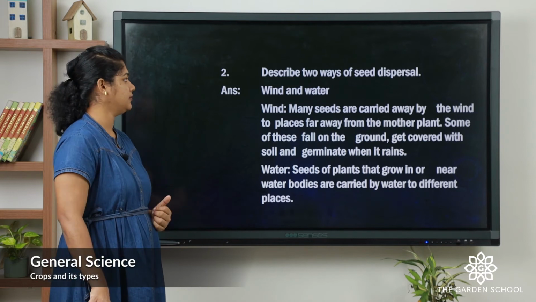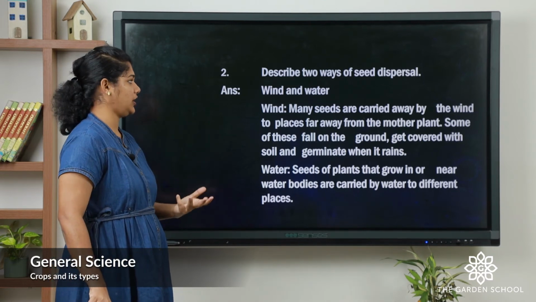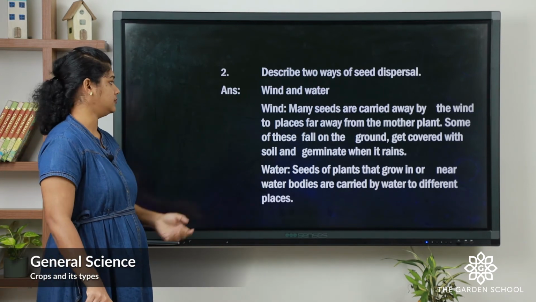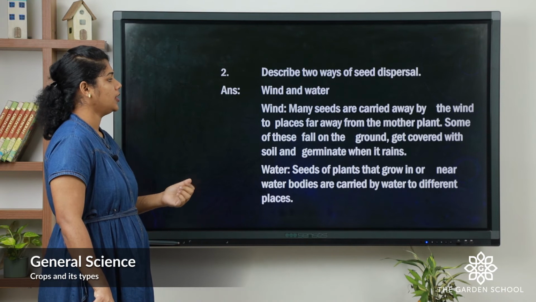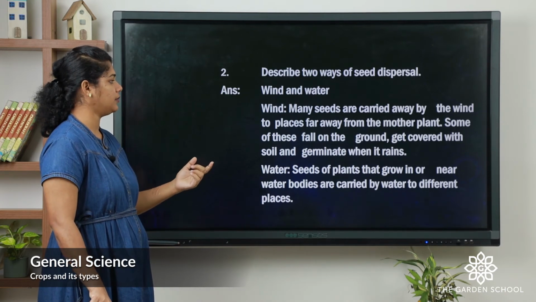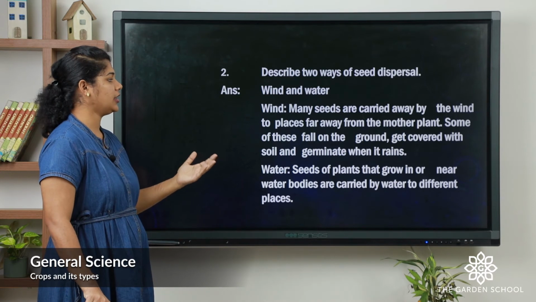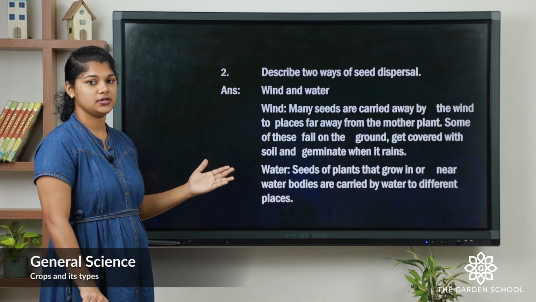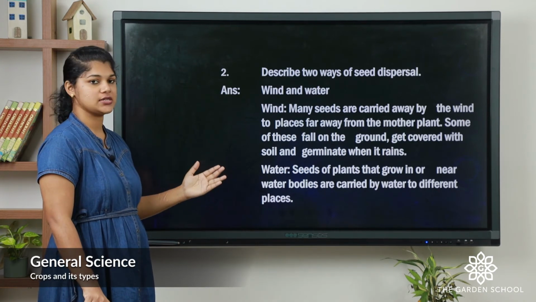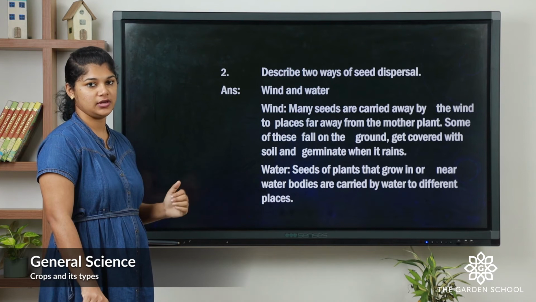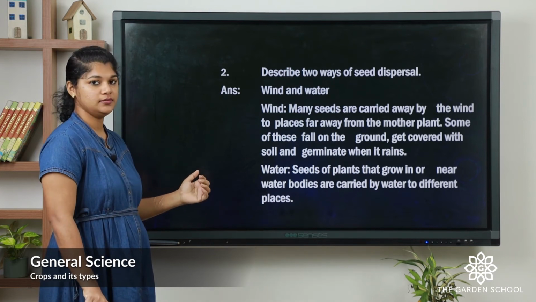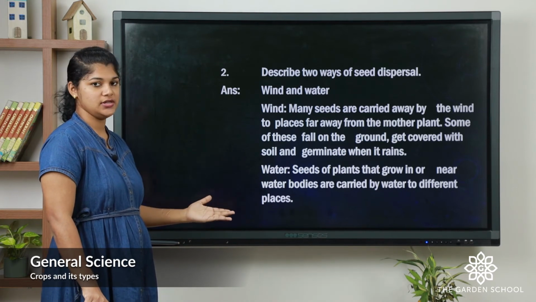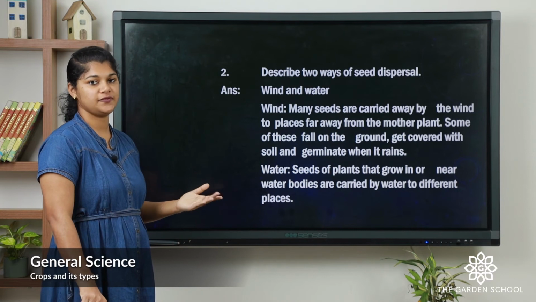The second question, describe 2 ways of seed dispersal, that is wind and water. Wind. Many seeds are carried away by the wind to places far away from the mother plant. Some of these fall on the ground, get covered with soil and germinate when it rains. Water. Seeds of plants that grow in or near water bodies are carried by water to different places.